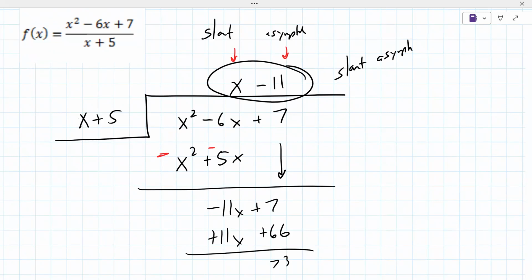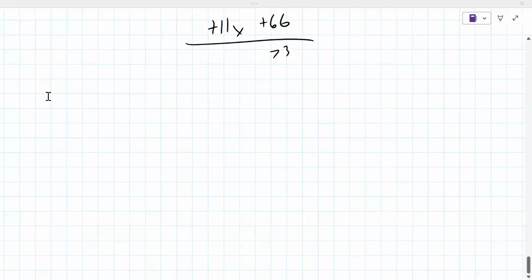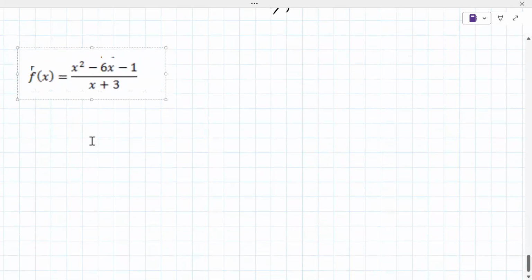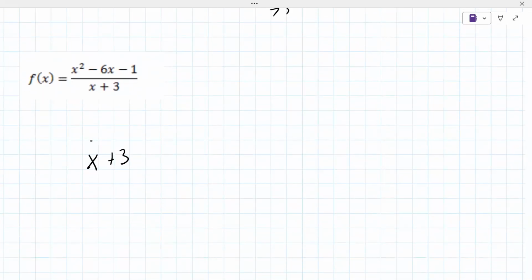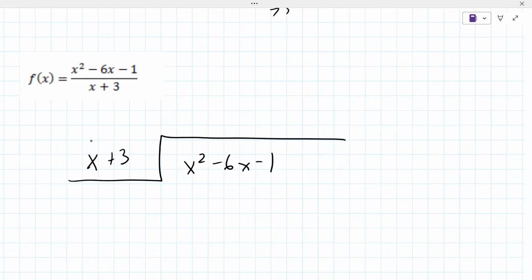Let's try another one here. Is that okay? Okay. Yeah. You're just dividing. You just got to be comfortable doing the division. Let's get one here. So x plus 3 outside the house, x squared minus 6x minus 1 inside the house.